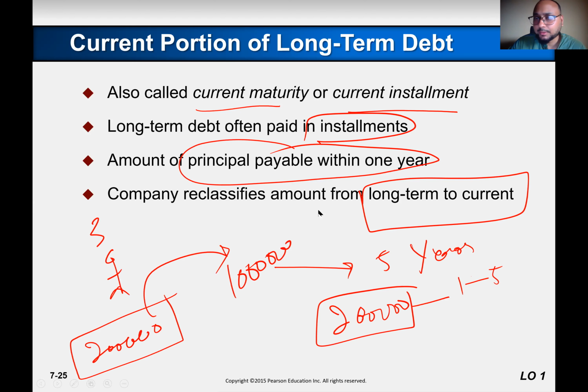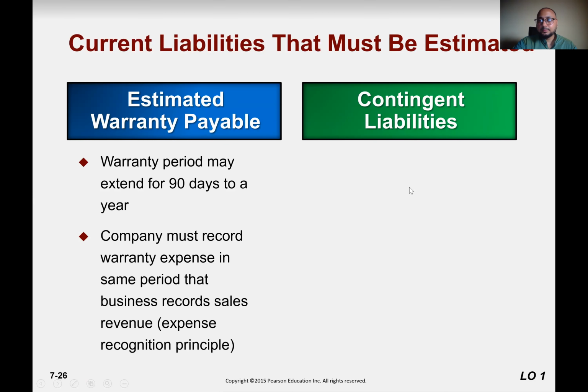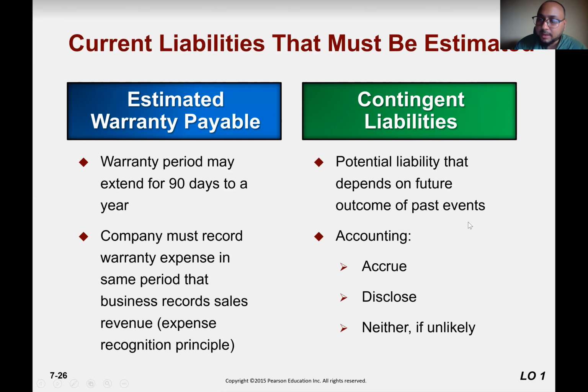No rocket science here. And now the current liabilities that must be estimated. It means the second part of current liability, which is we don't have any known amount, it is just the estimated amount. So number one is called the estimated warranty, and the other is contingent liability. For example, here, warranty period may extend for 90 days or up to a year. That's why it is current liability.